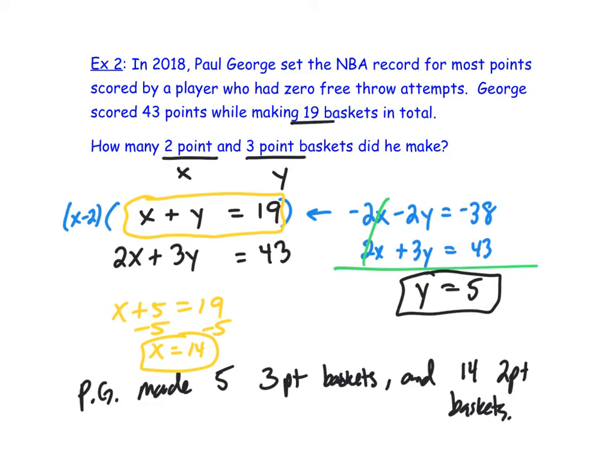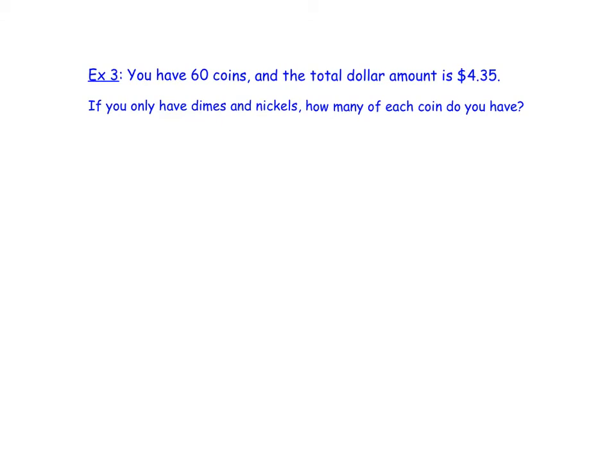All right, let's look at one more example, and then we'll call it good for this type of problem. So you've got 60 coins, and the total dollar amount is $4.35. If those 60 coins are only dimes and nickels, how much of each coin do you have? So we have dimes and nickels. We'll call those D and N. It says we have 60 coins. This is a lot like that basketball problem we just did. So if we have 60 coins, then all the dimes and all the nickels should equal 60. So it might be 30 and 30, it might be 20 and 40, it might be 31 and 29. We'll figure that out.